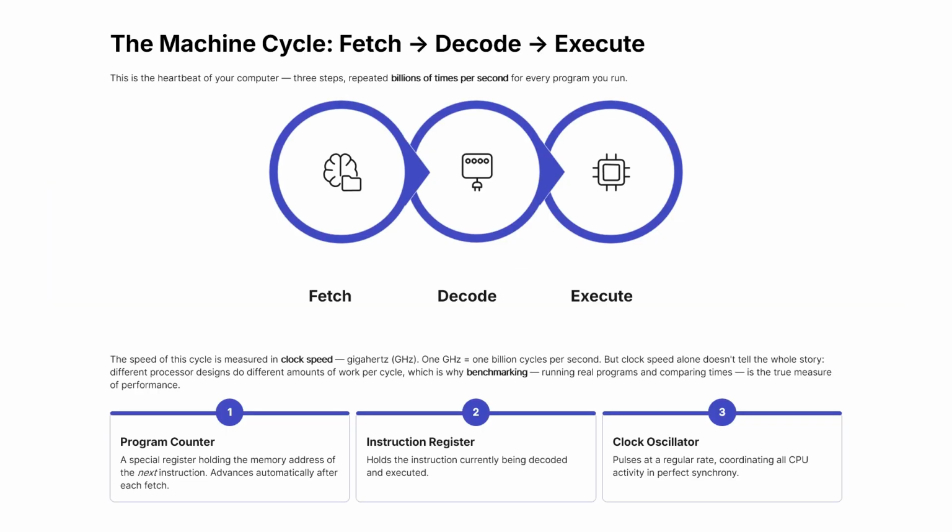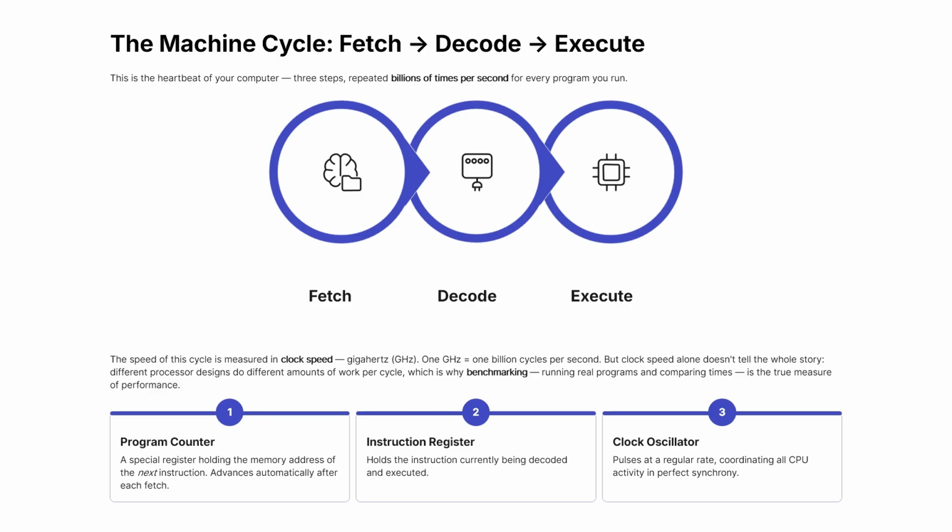Okay, this is the part that ties everything together. How does your CPU actually execute a program? The CPU runs on what's called the machine cycle. It's 3 steps, repeated over and over, thousands of millions of times per second. Step 1. Fetch. The CPU looks at a special register called the program counter. The program counter holds the memory address of the next instruction to execute. The CPU fetches that instruction from memory and loads it into another special register called the instruction register. Then it bumps the program counter forward, ready for next time.